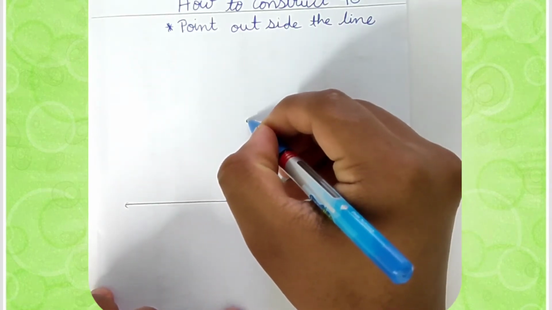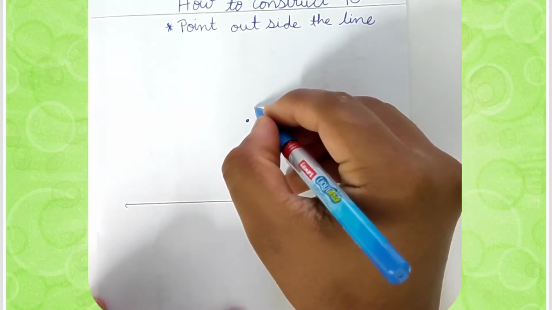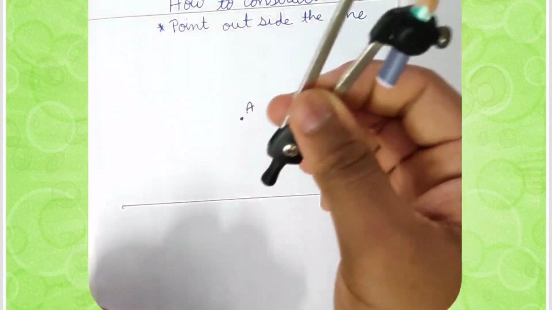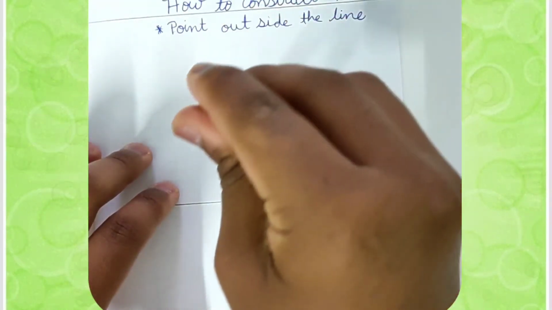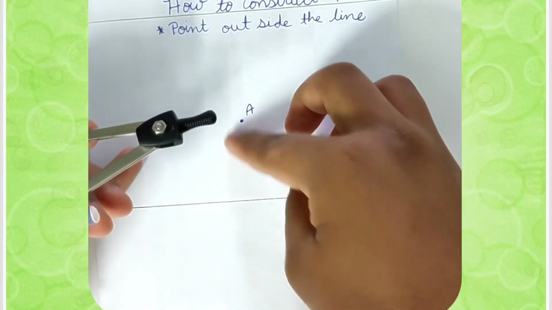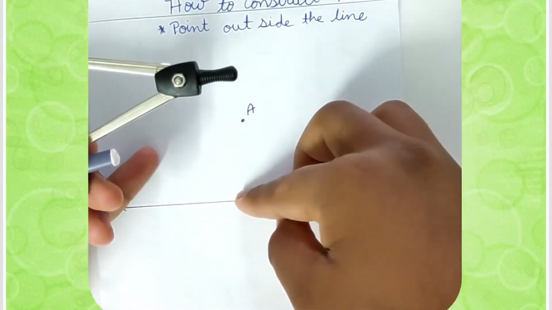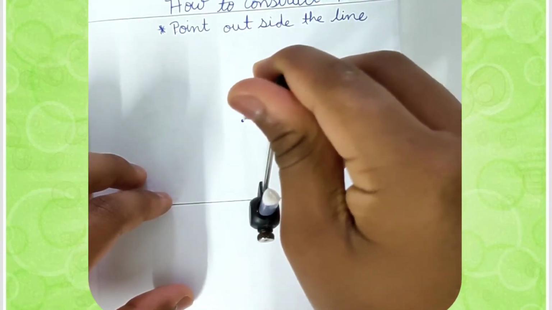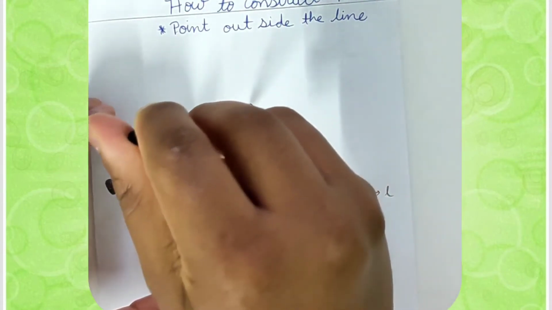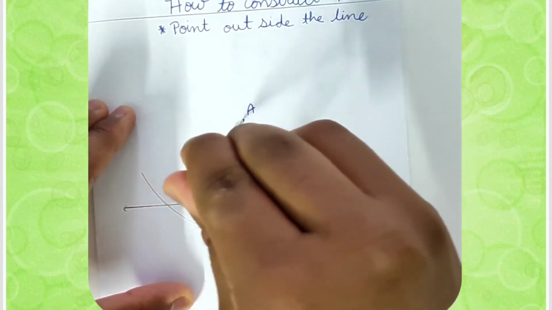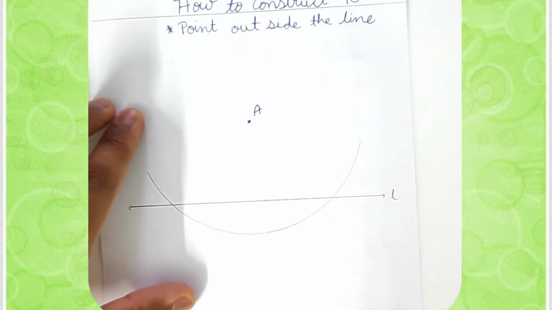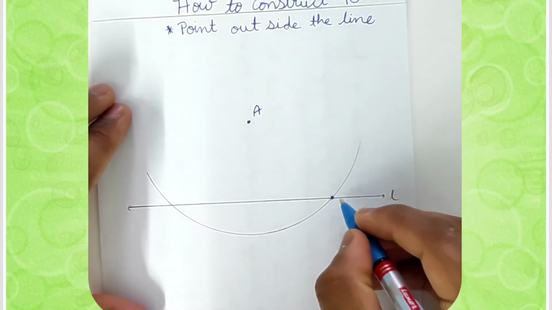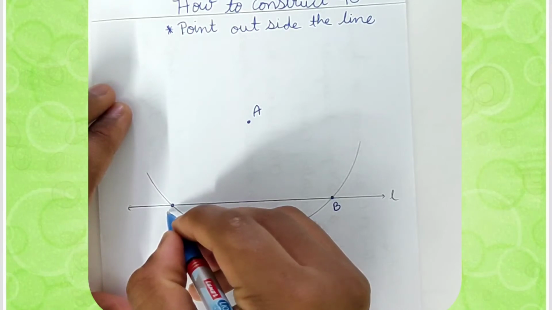Let us take any point outside the line. Let us name it as A. From the point A, we have to cut the line L using a bigger arc, on the opposite side of the line, opposite to the point A. By cutting the line from the point A, we get 2 points. Let's name it as B and C.